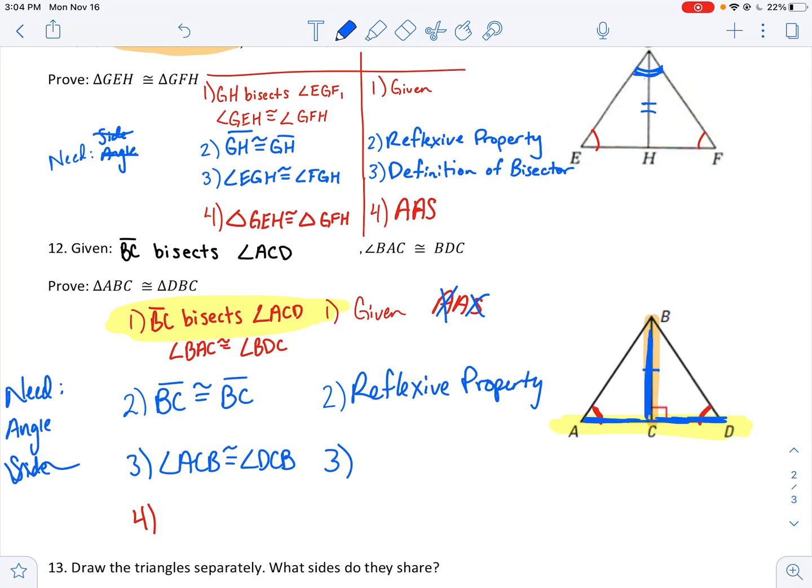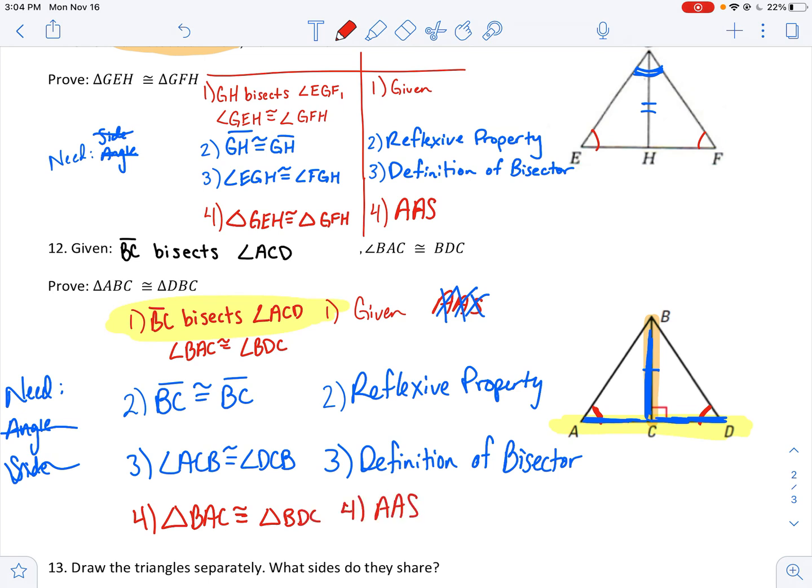And those are congruent. Why? By the definition of bisector. Because what does it mean to bisect something? It means that BC in the middle cut my big straight line into two equal pieces. So by the definition of bisector, those two are congruent, and now I have my angle. So I've got everything I need. I have all three pieces. Then BAC is congruent to BDC by angle, side.